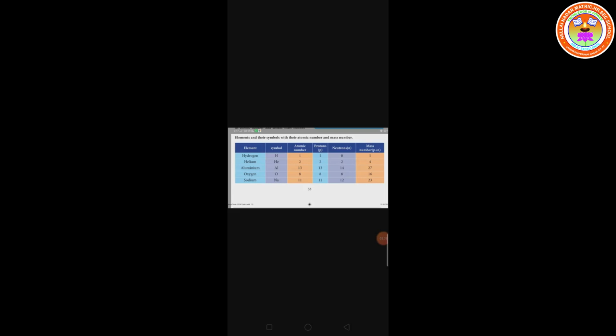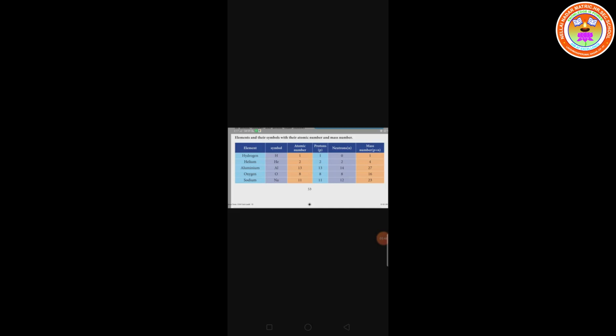The next element is oxygen. The symbol for oxygen, first letter capital O, atomic number 8. So atomic number 8 means it contains 8 proton. Neutron also 8. So mass number 8 plus 8, 16.